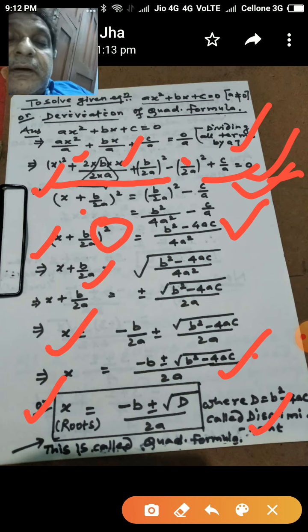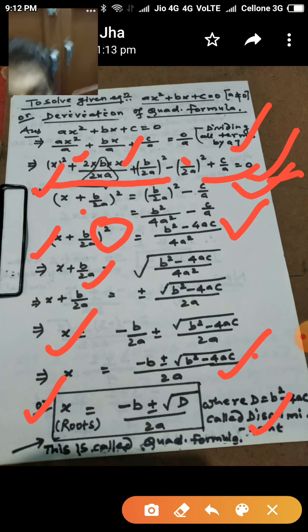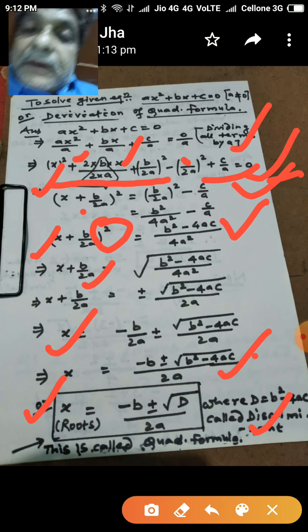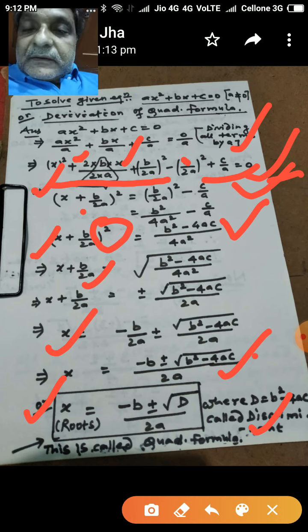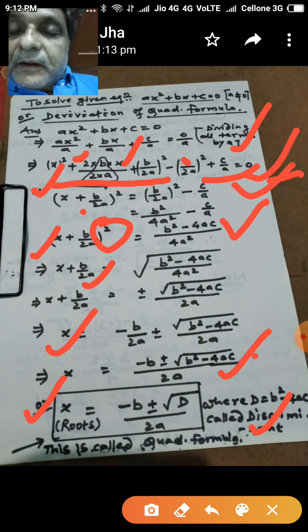Now we will use this formula and solve the quadratic equation. But as you have listened, students, D, which is actually b square minus 4ac, is the deciding factor to decide the nature of roots. So before going to the solution for a given quadratic equation, we should first know its nature of roots. It means by finding D, which is equal to b square minus 4ac.